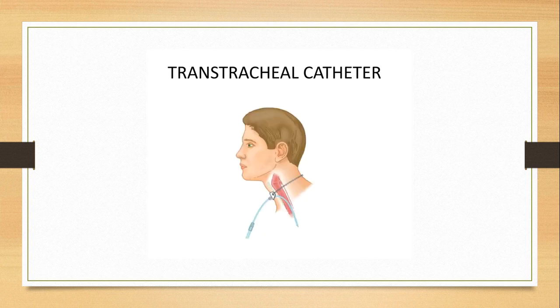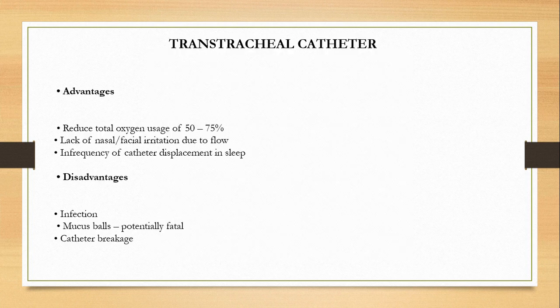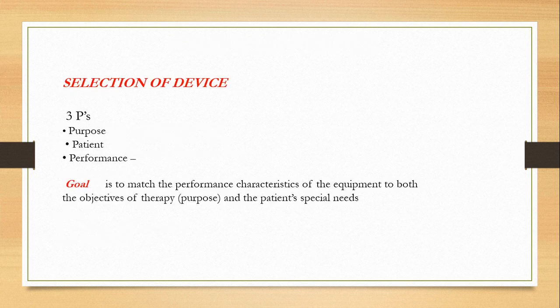Transtracheal catheter is usually inserted through the trachea. Not much of a use generally. There are few advantages. It is not irritant in the nares or on the face. There is infrequency of catheter displacements. Oxygen requirements of up to 50% can be given. Multiple disadvantages: mucus balls can get stuck in it. It can cause infection. There can be a catheter breakdown.